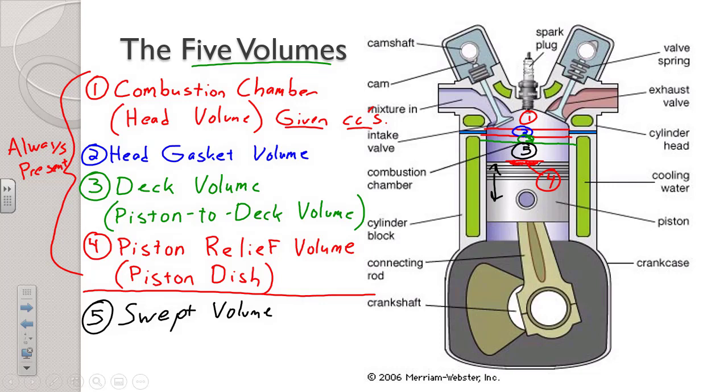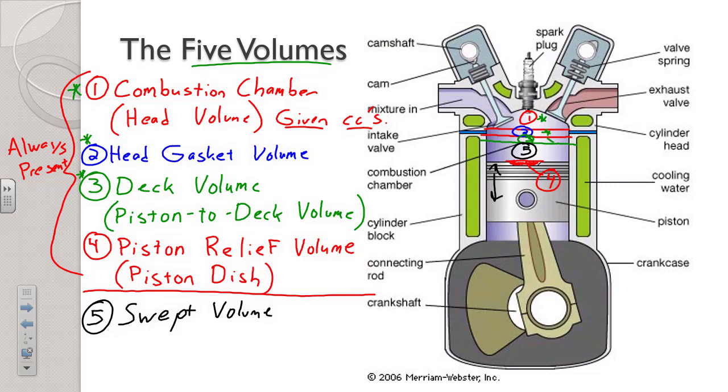So I want you to pause the video and study this just a little bit. Understanding these 5 volumes is essential to go forward. At the top of our cylinder, we have the combustion chamber volume. That is to say, the volume within our cylinder head that we bolt onto the top of the engine. Below that, there's a little bit of volume in the head gasket between the block and the head.